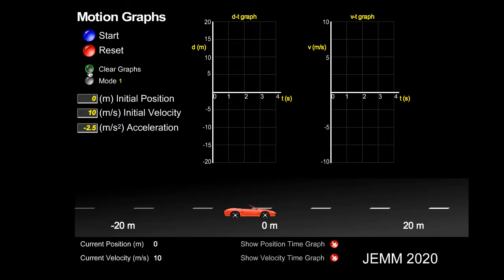Finally, let's look at the case when the object, in this case the car, is slowing down. Again, on a position time graph, notice that when it's accelerating, a curve is used to represent the motion. On a velocity time graph, because the acceleration is constant, it's a straight line. And the slope of this straight line would be the acceleration, negative 2.5 meters per second per second.